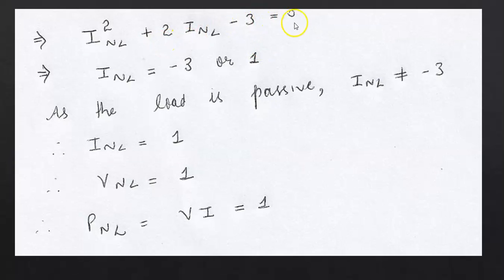INL comes out to be -3 or 1, but as the load is passive, it cannot supply current, so INL cannot be equal to -3 ampere. So INL is 1 ampere. Now VNL is equal to I square NL, so VNL will be 1, and power dissipated will be equal to the product of voltage into current, that will also come out to be equal to 1. So this numerical is solved. If you have any doubt related to it, please ask in the comments. Thank you.